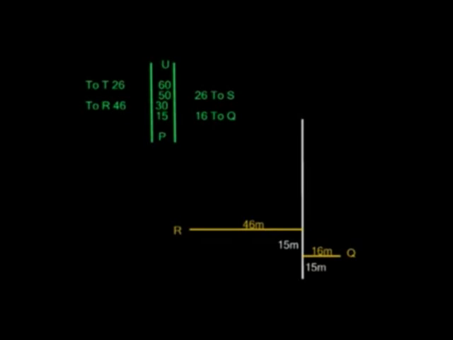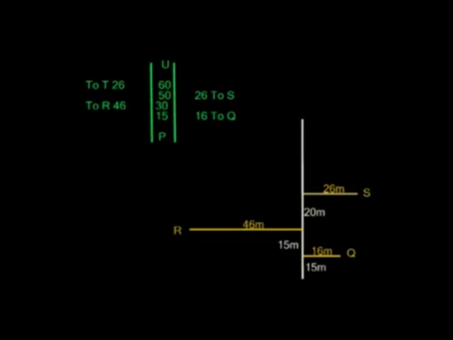Again, it tells me from P to the junction of S is 50 meters. Now so far I had moved 30. So from this junction of R, it means I move further 20 meters. So I'll have my junction to S, and to find the specific position of S, I move 26 meters to the right. So I'll have my S.